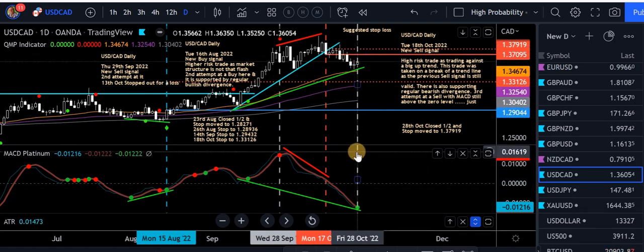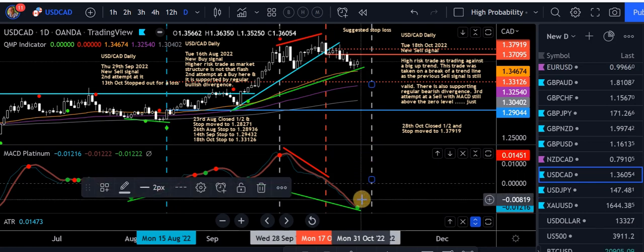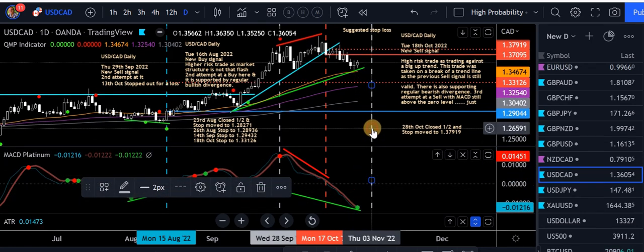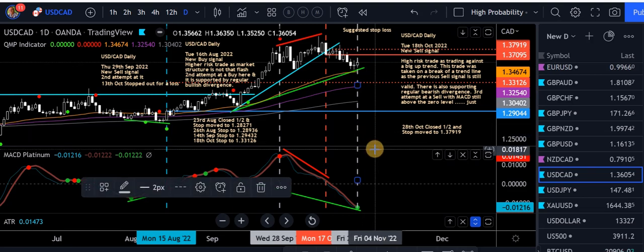In the meantime, there's a new green dot on the MACD platinum below the zero level, hence this grey vertical line, if I get it there. So that's why that's there.